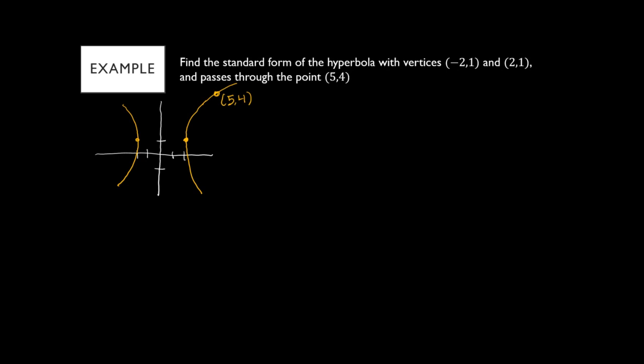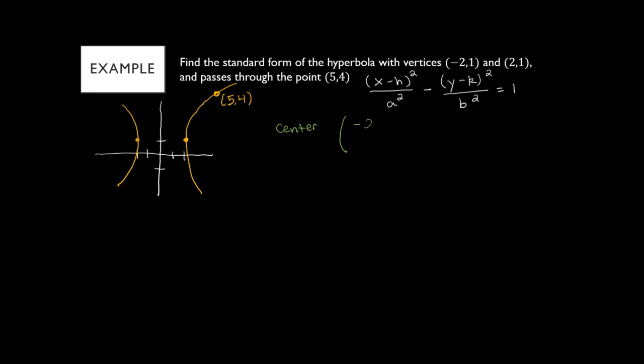So let's start with what we know. We know that this is going to be a regular horizontal hyperbola, so I can write down that equation. X minus h squared over a squared minus y minus k squared over b squared equals 1. So first step is to find the center, which is going to be the midpoint between the vertices. So far, pretty much every step is going to be the same as what we've been doing.